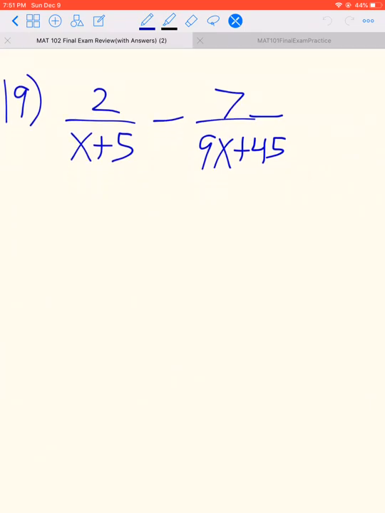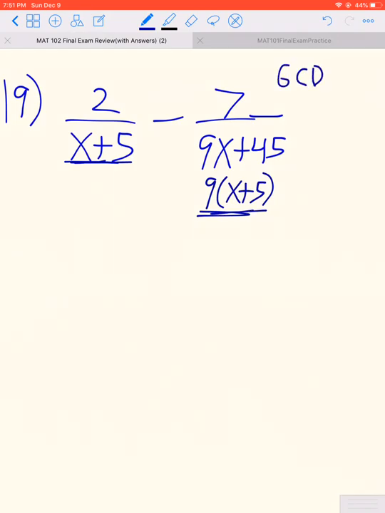Take a look at number 19. Now we want to go ahead and subtract fractions. One of the things you should recall is that whenever you want to add or subtract fractions, you have to have a common denominator. In order to find the common denominator, we want the denominators to be in factored form. There's nothing to do to factor the first denominator, but the second denominator looks like 9 times x plus 5. So if we look at these two denominators, the GCD here, we have to have a factor of 9, and we also have to have a factor of x plus 5, so that should be our GCD.